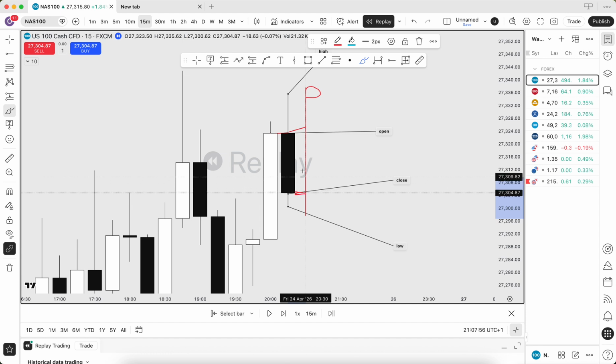To set up the next candle, if I play it, you see where the next candle is going to come from. Let's watch and see how it's going to happen. Now look at what's going to happen here.